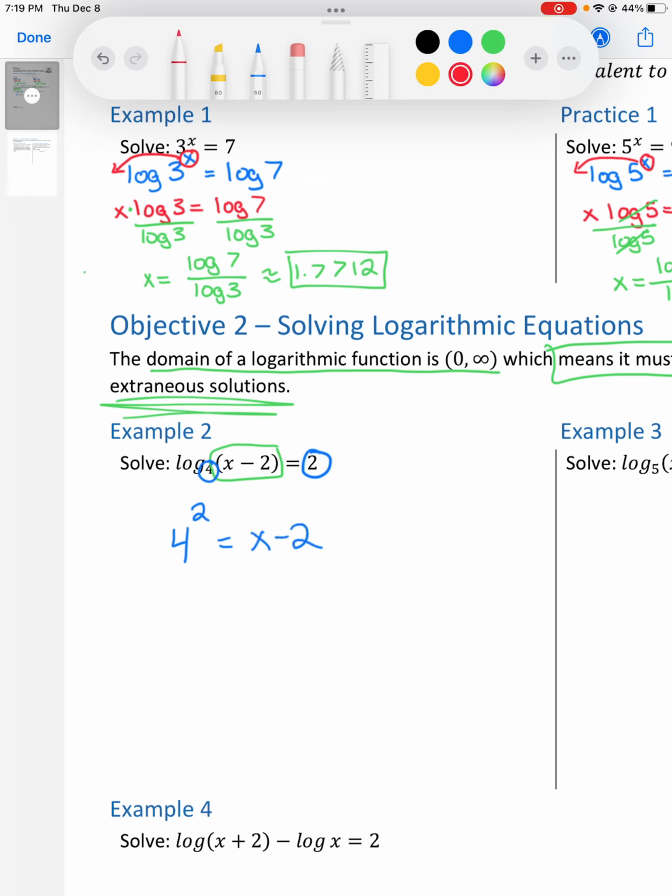Now we can easily solve for x. So first off, 4 squared is 16. And to get x by itself, we just add 2. So x equals 18. And then we just need to check 18 is positive, so we're good to go.